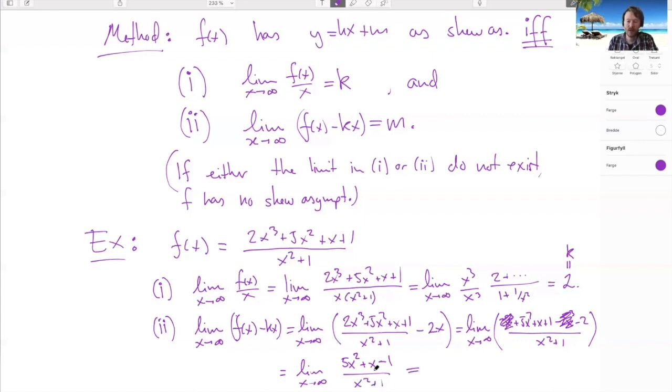And now who's the strongest here? Well, that's x squared. Who's the strongest here? x squared. I factor them out. What do I get? x squared divided by x squared. Here I get 5 and a bunch of terms that will go to 0. Well, let's write them out like this. And then I get here 1 plus 1 over x squared. Well, this kills this, and it's just the 5 left. So this tells me that y equals 2x plus 5 is the skew asymptote of this, which matches exactly what we found by doing polynomial division here.